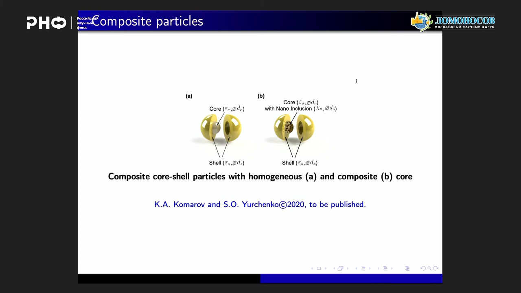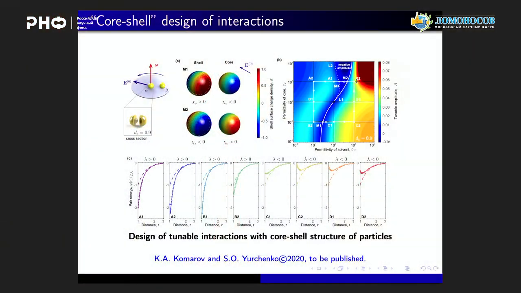And the third step is that we can additionally design the interactions with the internal structure of particles. We can use composite particles with the core-shell structure, or it could be a core with nano-inclusions. And depending on the internal structure and the internal materials, we could change and adjust the interactions at small distances between particles. Exactly this range of interactions, when the distances between two particles are smaller than their diameters, is very important for the physics of liquids, solids, and structures of novel materials which could be obtained with this kind of self-assembly.